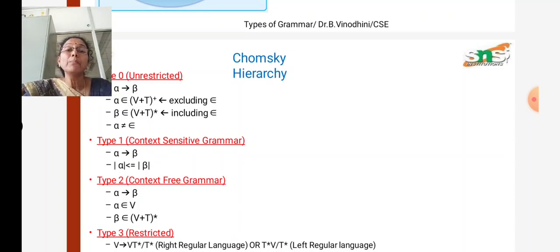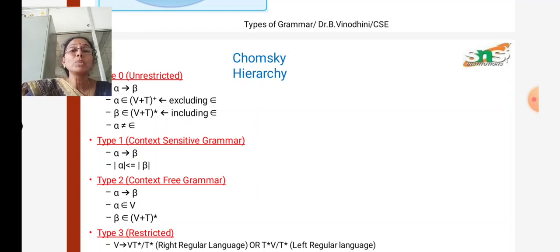Next, type 1, that is the context sensitive grammar. All the rules applicable to type 0 apply, including that the length of alpha should be less than or equal to the length of beta. This is an additional rule defined by type 1. So alpha tends to beta is the same as type 0, but the length of alpha should be less than or equal to the length of beta. That is type 1.